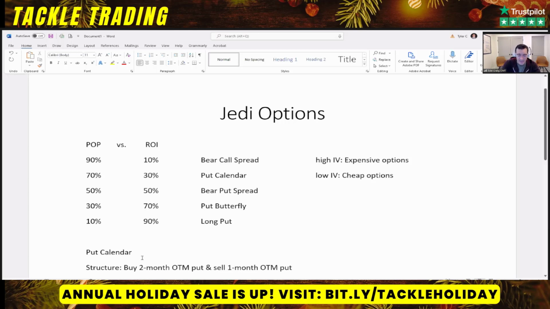And this is going to be a horizontal calendar spread. It means you buy and sell the same strike. Okay. So buy the 2 months, sell the 1 month of the same strike price. And I essentially need to find a stock that I am neutral to bearish on.